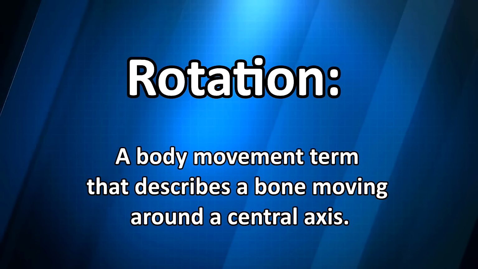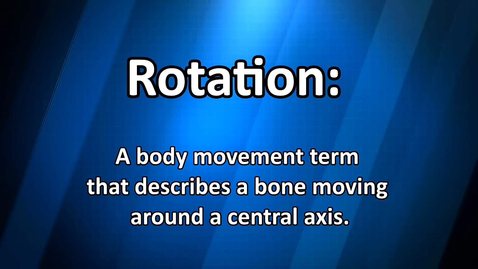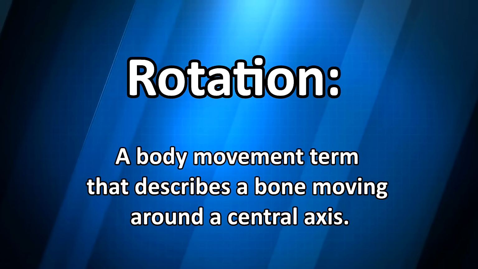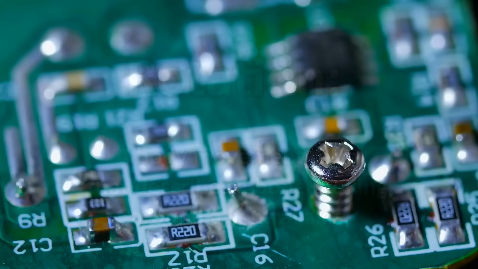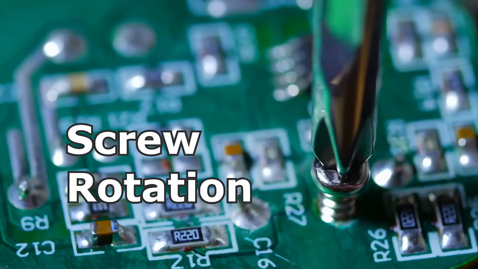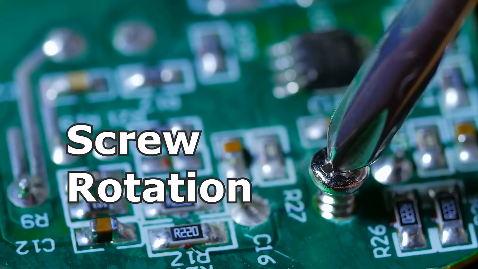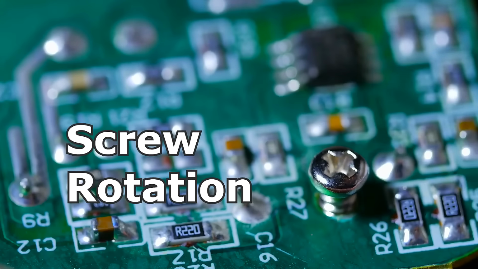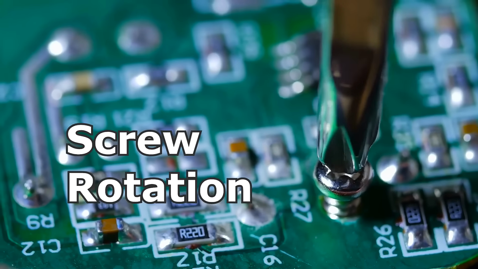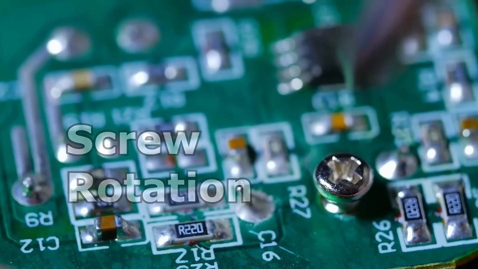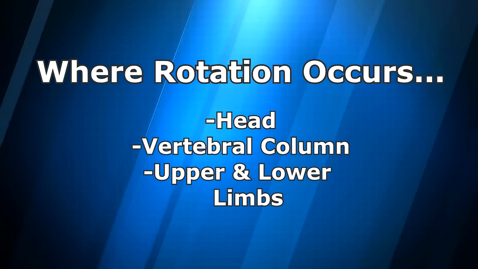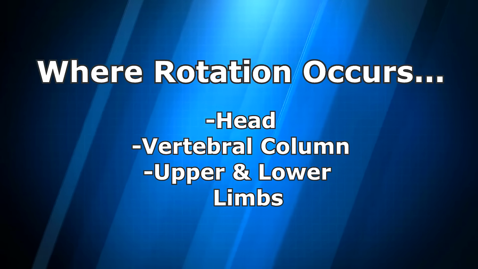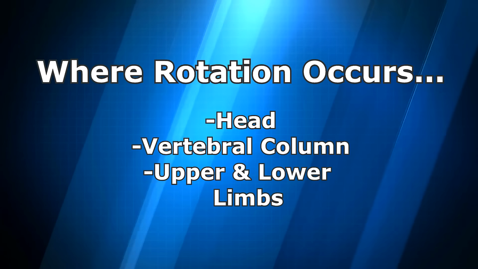Now let's talk about rotation. What is rotation? Rotation is a body movement term that describes a bone moving around a central axis. When I think of the rotation body movement, I like to picture a screw turning to either the right or the left, as that is basically the same kind of motion that can occur in the body with this movement. Rotation can occur at the head, vertebral column, and the ball and socket joints of the upper and lower limbs. So let's take a look at some of these movements.